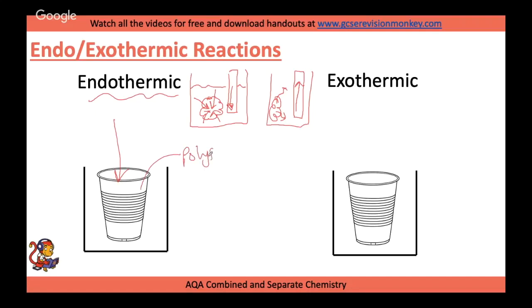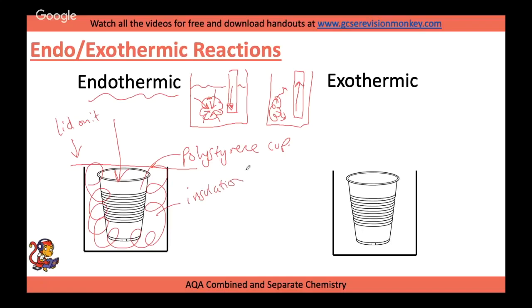It's because you don't want to transfer any heat to or from the surroundings. Otherwise, that will affect your experiment. So that's one thing, using a polystyrene cup. Also, if it doesn't have a lid on it, that's going to be an improvement. Put a lid on it and surround it by insulation, something like cotton wool. Those two things are crucial to improving the experiment because we don't want the temperature change to be affected.